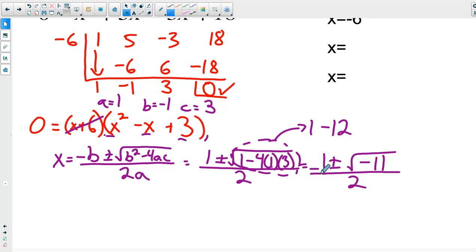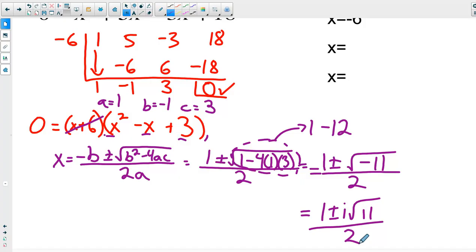Is that my solution? No. What's my solution? Imaginary. So it's going to equal 1 plus or minus I square root of 11 divided by 2. So, do I have 2 solutions there? Yeah, this is the plus or minus.